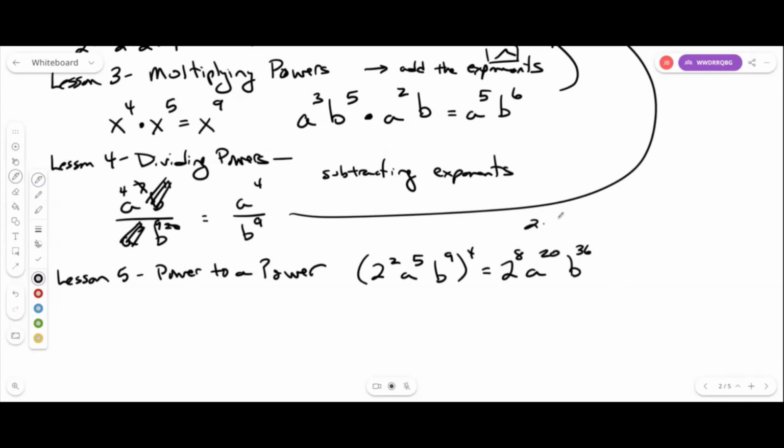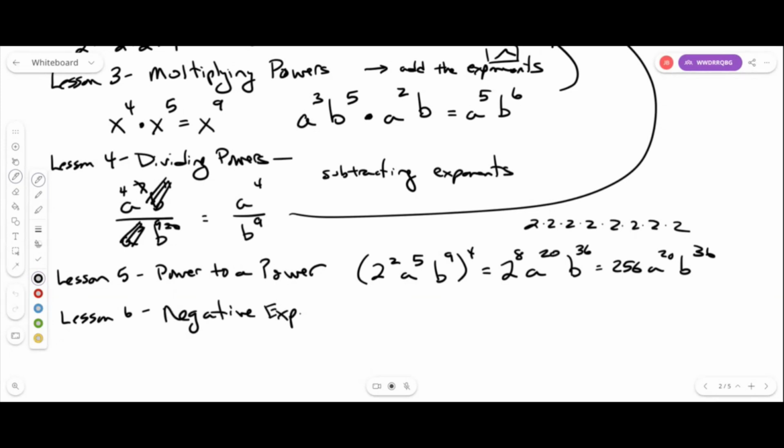And you could do 2 to the 8th, which is 2 times 2 times 2 times 2 times 2 times 2. 1, 2, 3, 4, 5, 6. I think I'm just going to punch that in. 2 to the 8th power is 256. Then we went to negative exponents. And we said that exponents don't like to be negative.